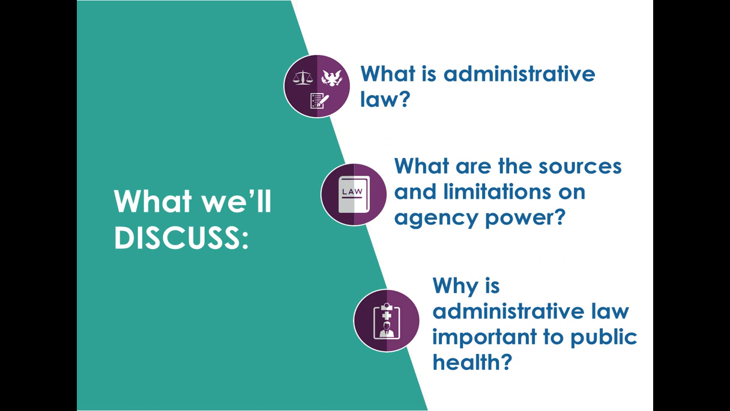So what are we going to discuss today? As I mentioned earlier, this is the first webinar in a 2-part series that provides a preview of forthcoming on-demand trainings that are free and available online through the Public Health Law Academy. Today, we will first define what administrative law is and talk about how it shapes health outcomes. Then we will discuss the sources and limitations of public health agency powers. And finally, we will explore why administrative law is important to public health. The concepts discussed today will lay the foundation for the second and final part of this training, which takes a deeper dive into how administrative law plays out in practice in state and local health departments.